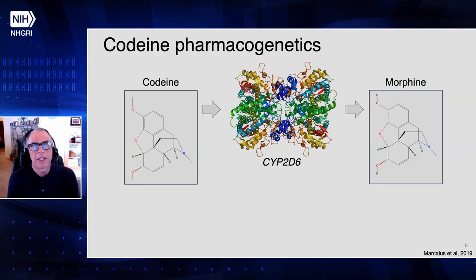So there is a spectacular three-dimensional structure of CYP2D6. I should say that's cytochrome P450 family 2, subfamily D, polypeptide 6. A beautiful protein that's in the liver and metabolizes xenobiotics, foreign substances, basically to make them more water soluble so that they can be excreted. So codeine is shown on the left, and codeine is a substrate of CYP2D6, and it is transformed into morphine. And morphine, of course, is a very powerful pain reliever.